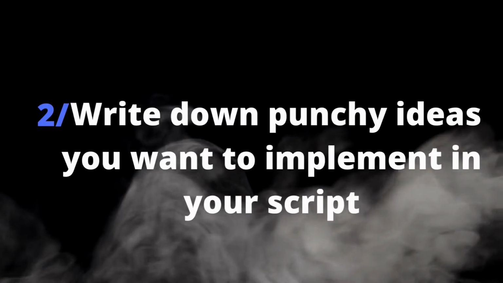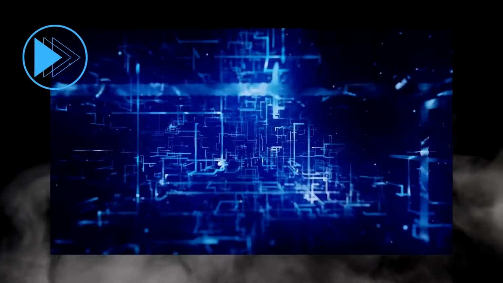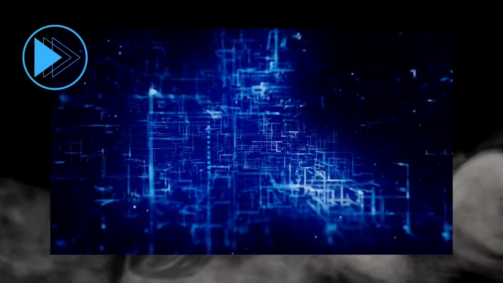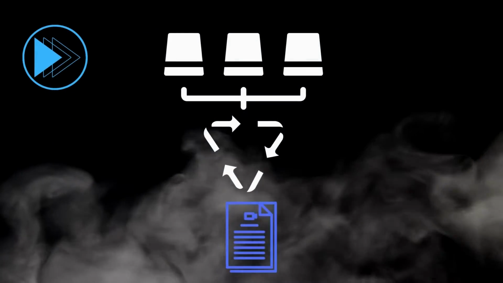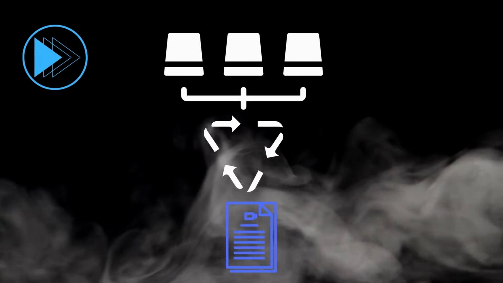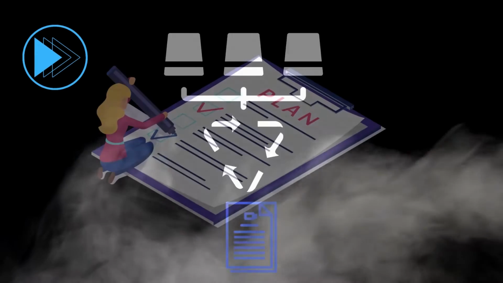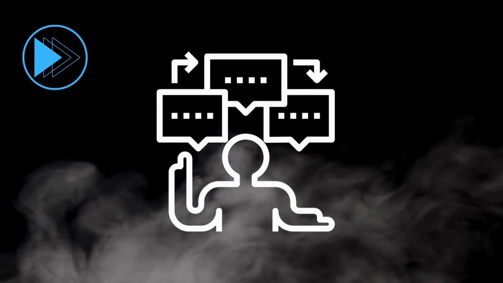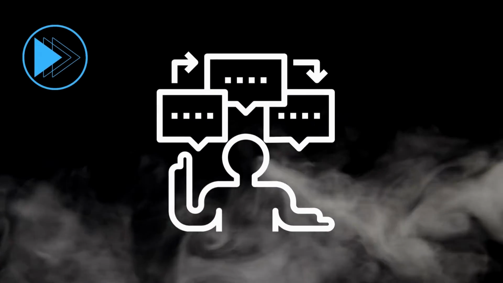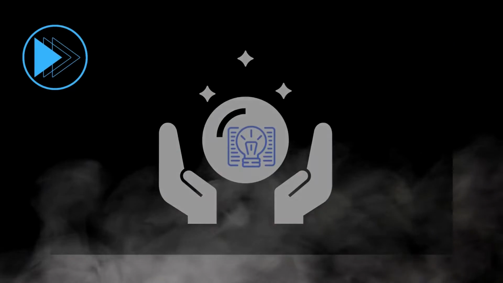Number 2. Write down punchy ideas you want to implement in your script. You can't pull all the information you got from the videos you gathered in your script. So, you need to be picky and retain the most valuable ones. From those elements, you will set the plan. Here, we are talking about the structure. Your script should be split into sections evolving around the main idea.